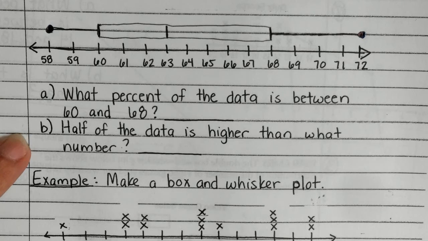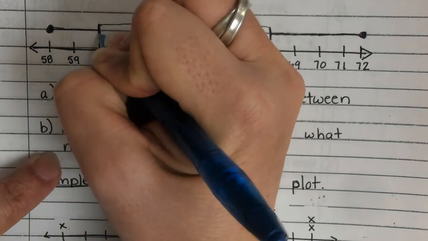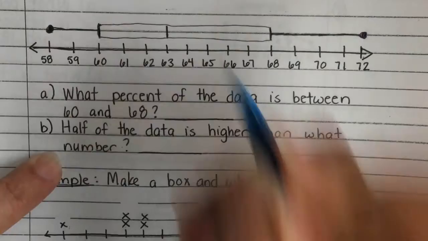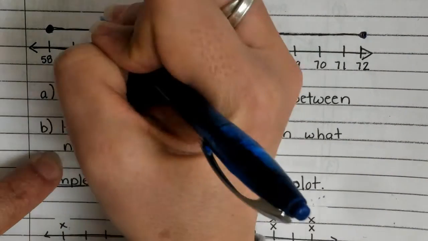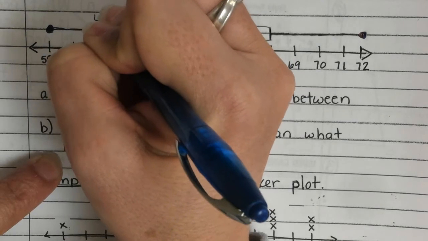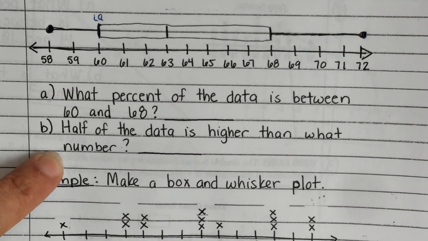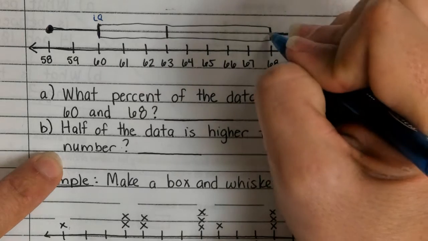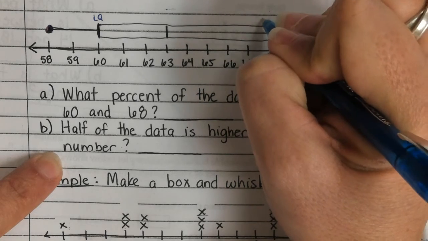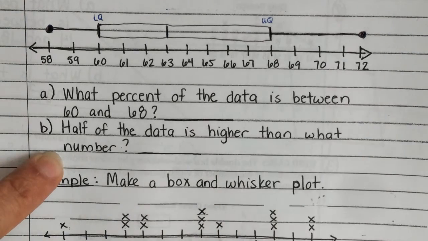Okay. Next question. Your LQ. Where's your LQ? 60. Whatever this end of the box is, that's your LQ. Always. So where's your UQ? At the other end of the box. This is always your UQ, the other end of the box.